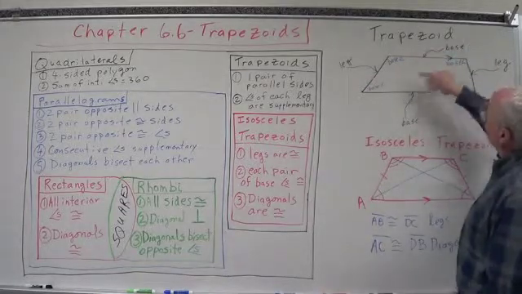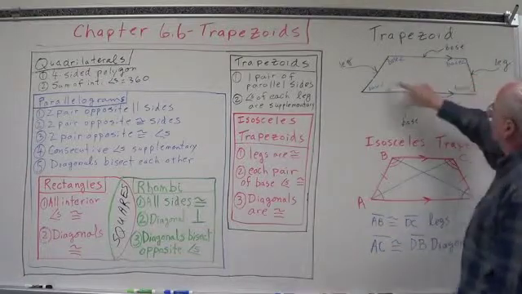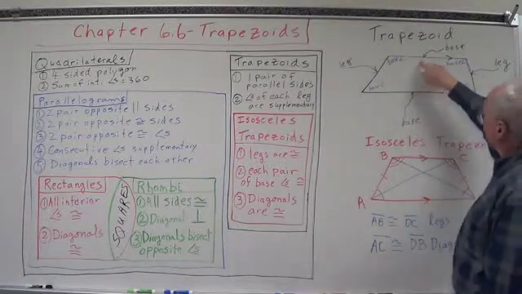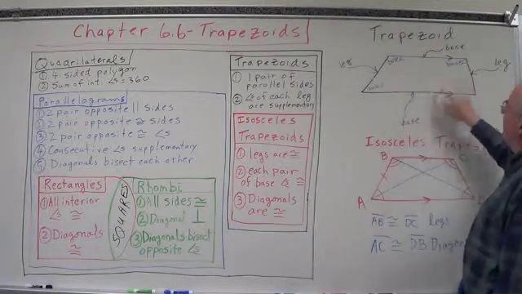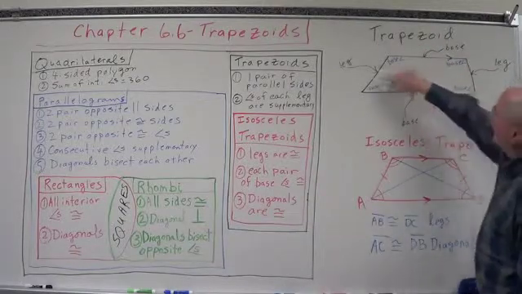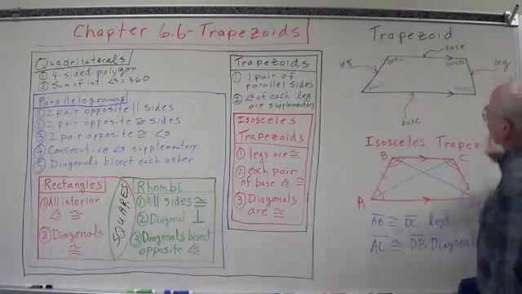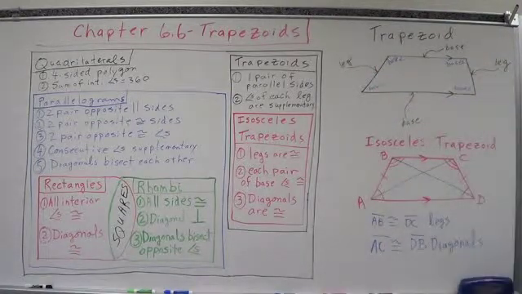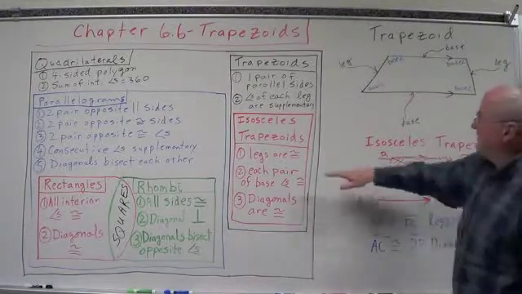The sides that are parallel are called bases. These are called base angles. So we have four base angles. This is one pair of base angles that belong to this base. This is another pair of base angles that belong to this base. These two base angles belong to this leg. These two base angles belong to this leg. Okay? Come down here. Isosceles trapezoid.